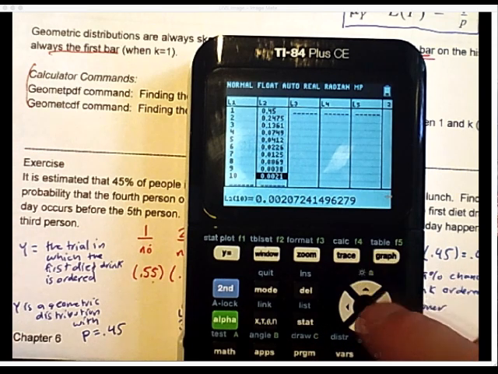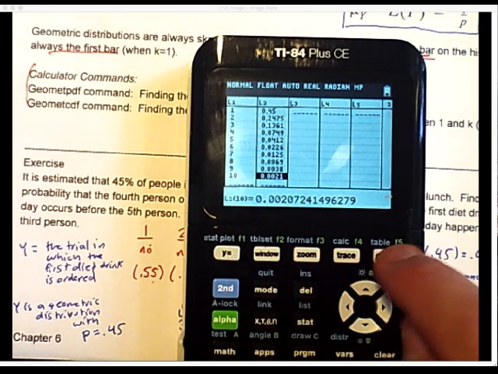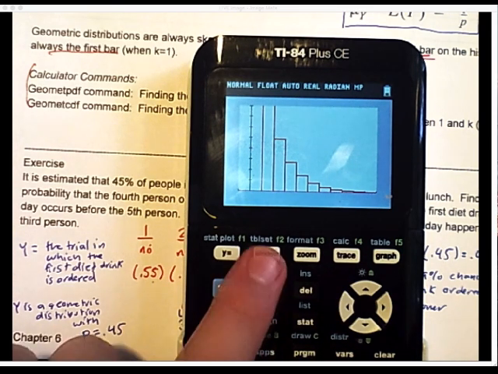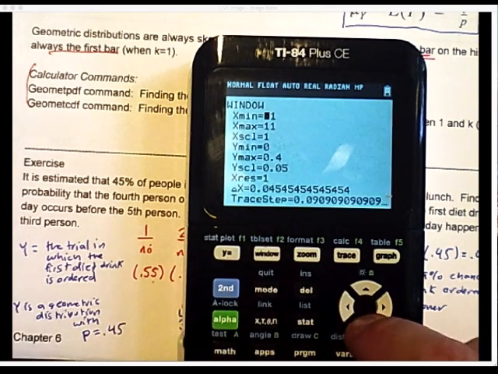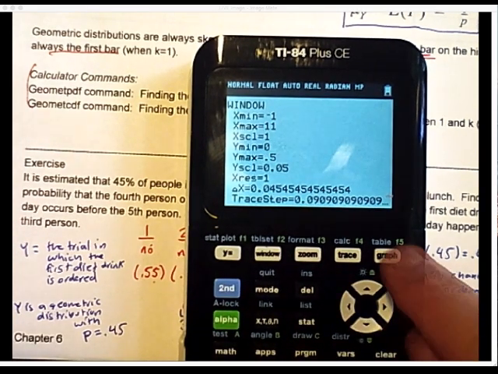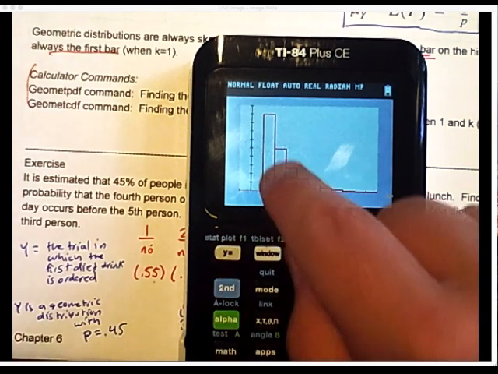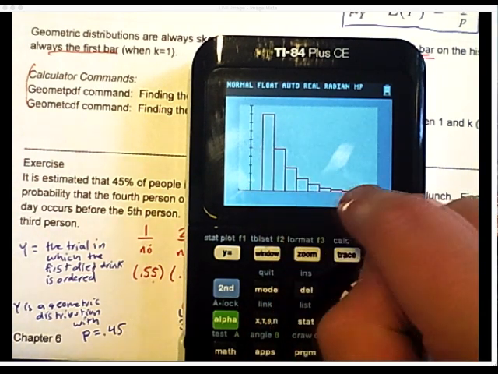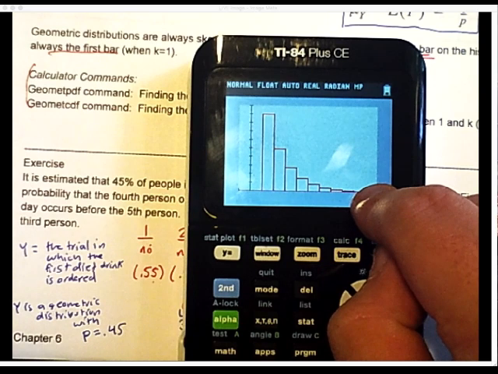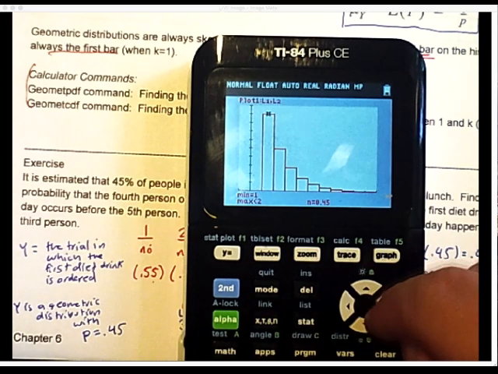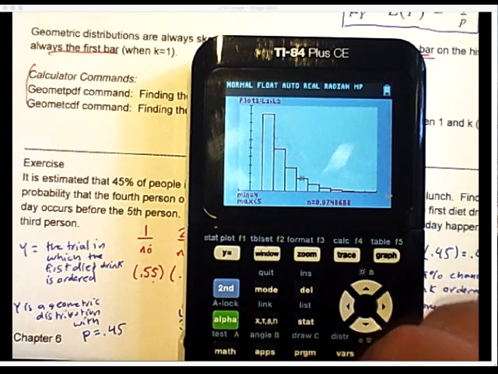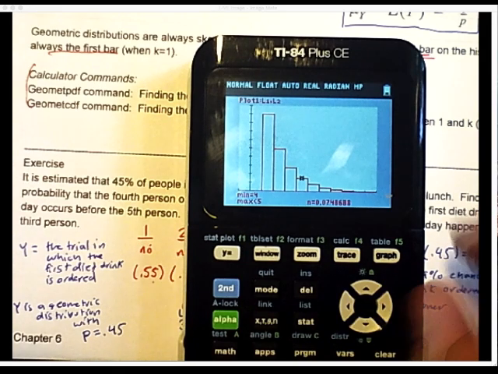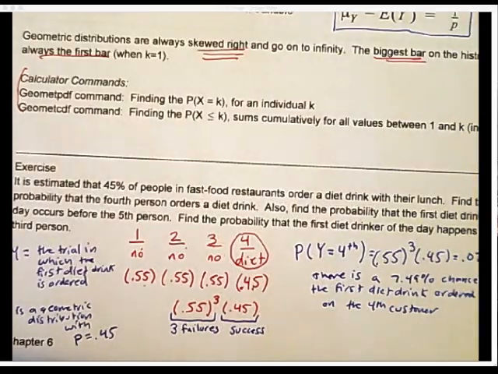Okay. Now, if we were to plot this, let me just graph it. The first bar is always the biggest. Let me take it up to 0.5 so you can see it. So in a geometric histogram, the first bar is always the biggest, and it's always skewed right. If we go over to 4 here, that's that 0.0749. So that's the first part of the question.